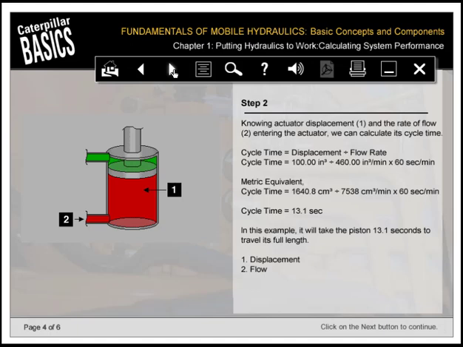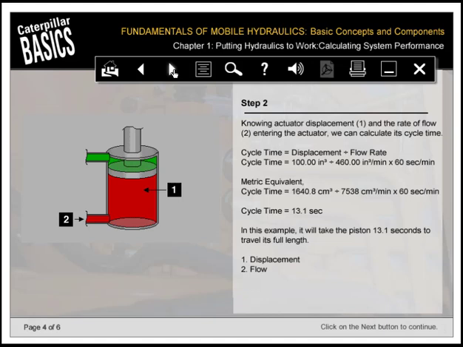Knowing actuator displacement, indicated on the graphic as number 1, and the rate of flow entering the actuator, number 2, we can calculate its cycle time. Cycle time equals displacement divided by flow rate. Cycle time equals 100.00 inches cubed divided by 460.00 inches cubed per minute times 60 seconds per minute.